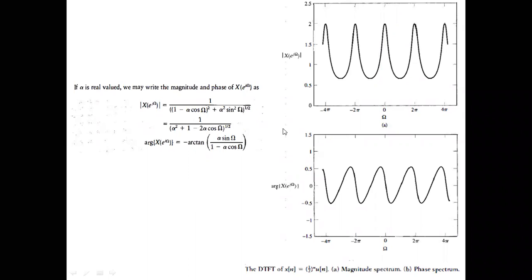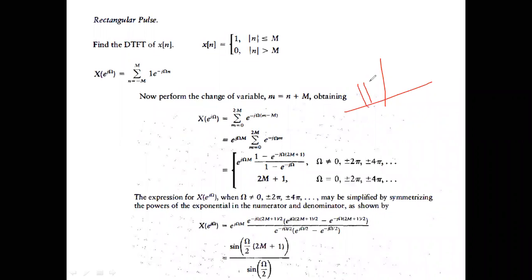Then the next thing we saw was that of a rectangular pulse. Everything discrete. This was a rectangular pulse which exists from minus m to plus m, something like what I've drawn from minus 3 to plus 3 maybe. And the answer turned out to be something like this. So it's a rectangular pulse because the envelope of this is rectangular. That is why we call it a rectangular pulse.